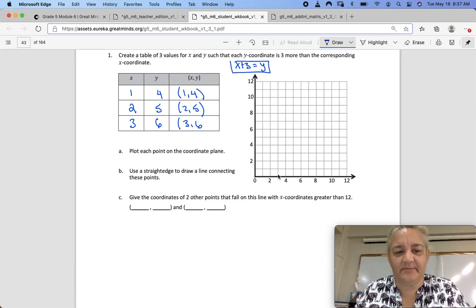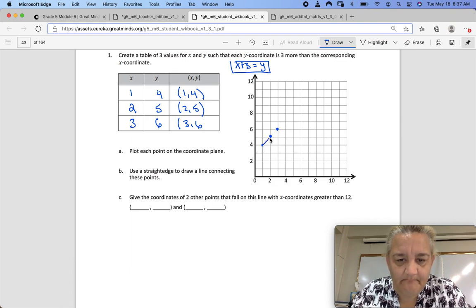Plot each point on the coordinate plane. So 1, 4, 2, 5. Oops, wrong. 2, 5, 3, 6, okay? So those are our points. Use a straight edge to draw a line connecting these points, okay? Just like that.